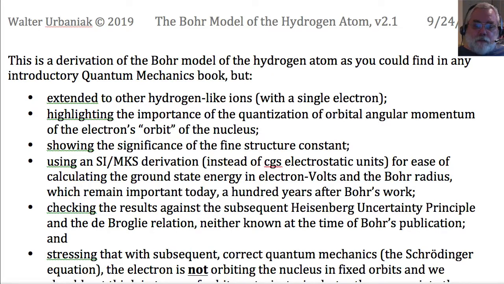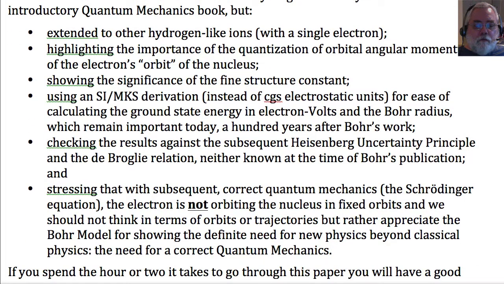Checking the results against the subsequent Heisenberg Uncertainty Principle and the de Broglie relation, neither of which was known at the time of Bohr's publication, and stressing that with subsequent correct quantum mechanics, the Schrödinger equation, the electron is not orbiting the nucleus in fixed orbits, and we should not think in terms of orbits or trajectories, but rather appreciate the Bohr model for showing the definite need for new physics beyond classical physics, the need for a correct quantum mechanics.